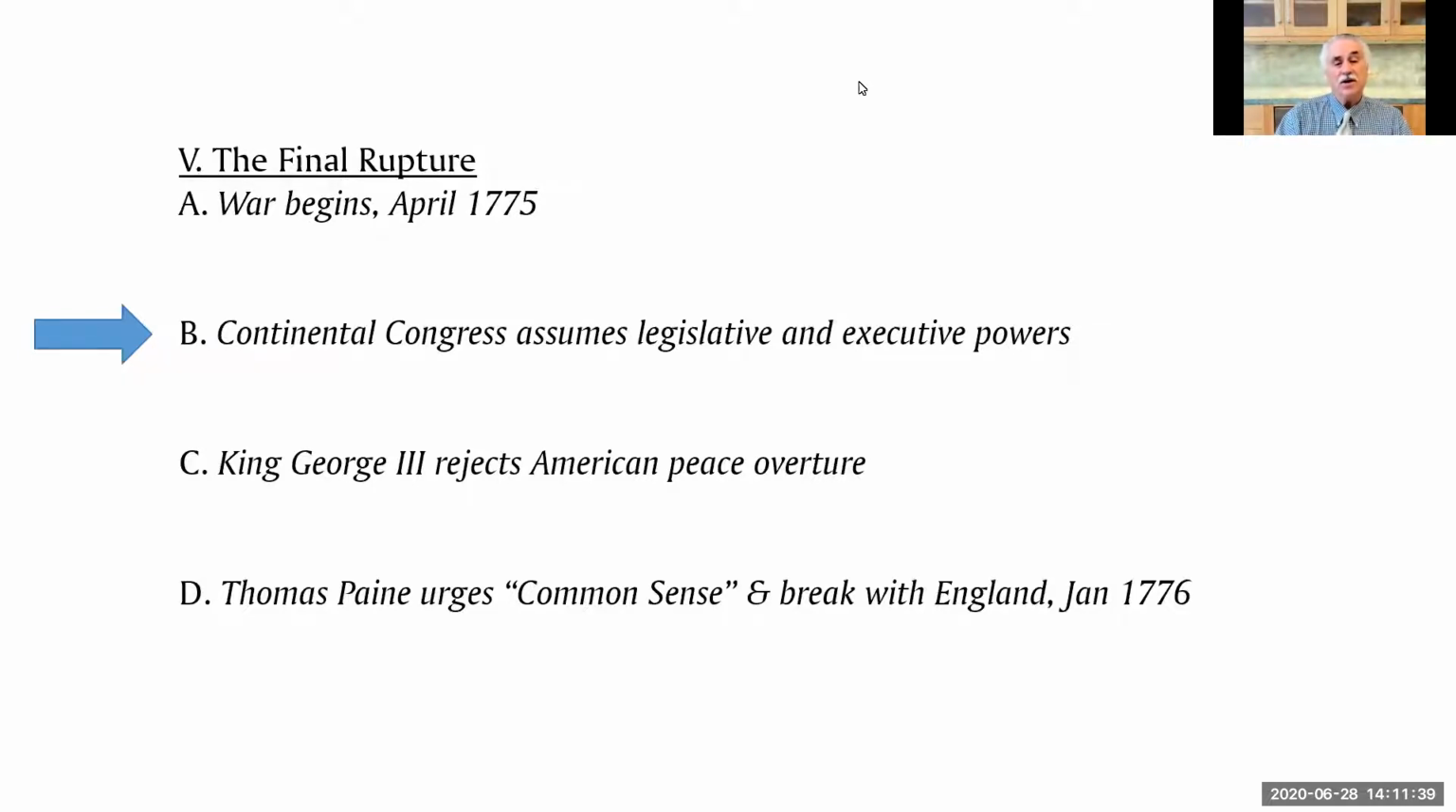Congress authorized formation of a Continental Army, appointed George Washington Commander-in-Chief, issued a declaration of the causes of taking up arms, and then sent the King of England a peace proposal. But more importantly, the Continental Congress began to assume or exercise legislative and executive power. It became a government in waiting, if you will.